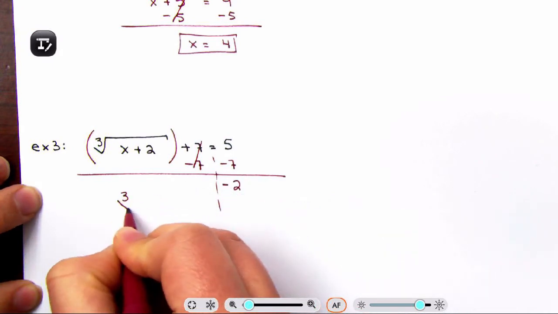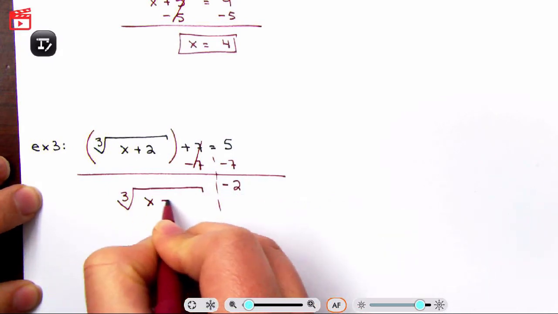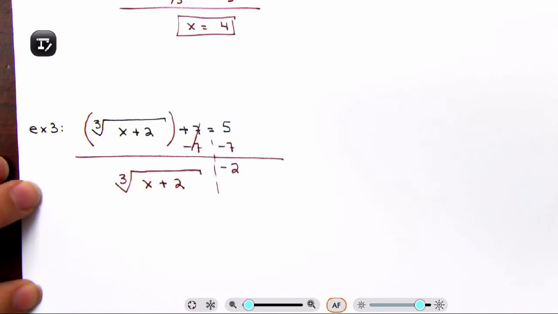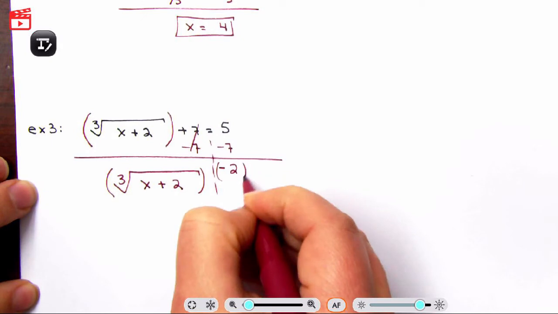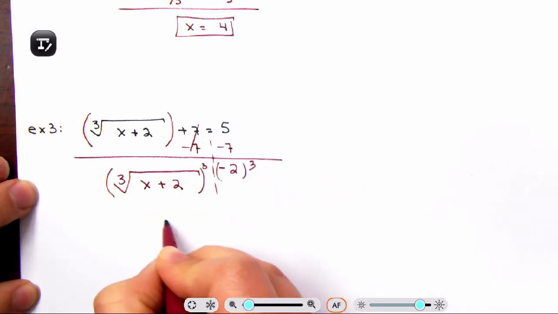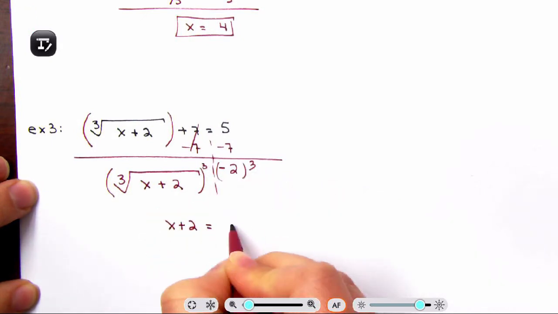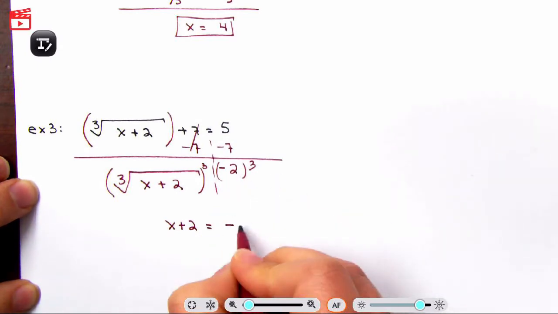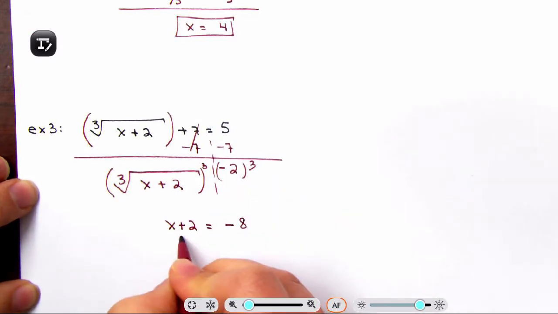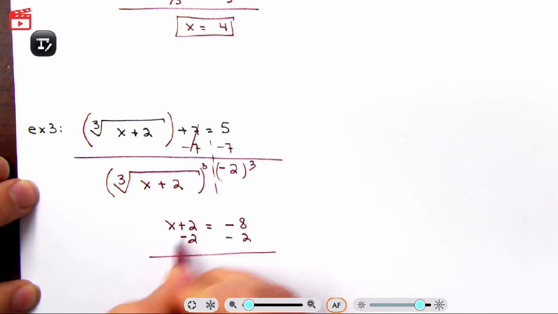So I have cube root of x plus 2. This is the first one that we have a cube root of. That's okay. It's the same thing. So now instead of squaring both sides, I'm going to take the cube root of both sides. So I have x plus 2 is equal to negative 2 cubed. That will give me a negative answer. 2 cubed is 8. I'm going to subtract 2 from both sides. X is equal to negative 10.